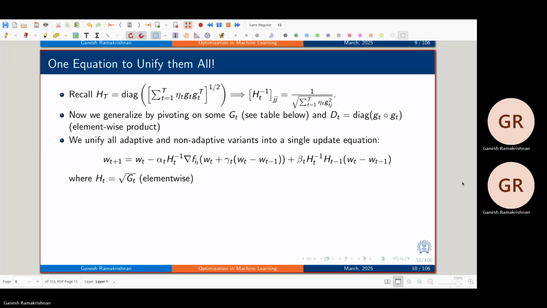So what we'll have is that HT is just the square root, element wise square root of a matrix GT. And this GT itself will be a function of the outer product, summation, etc. And something more. Okay, we'll see more of that coming. Is this clear? Now we'll move into the details.